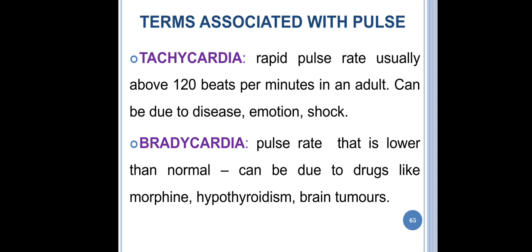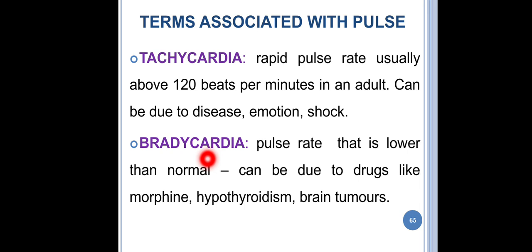Now, there are some terms that we should look at when you're looking at pulse. These terms can be asked, so you need to be extra careful. There's what we call tachycardia. What is tachycardia? Tachycardia is just a rapid pulse rate, usually above 120 beats per minute in an adult. Remember we said the normal one is 60 to 100, and when it is above 120 beats per minute, this can happen due to emotion, shock, or maybe due to diseases. We call it tachycardia. Please take note of that.